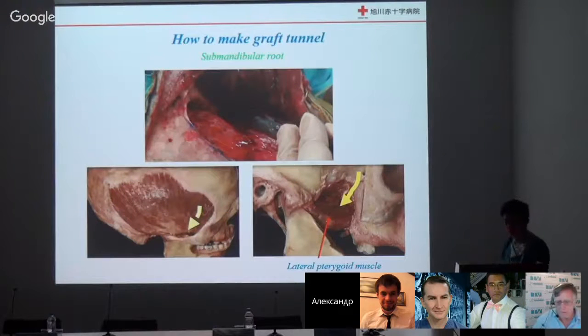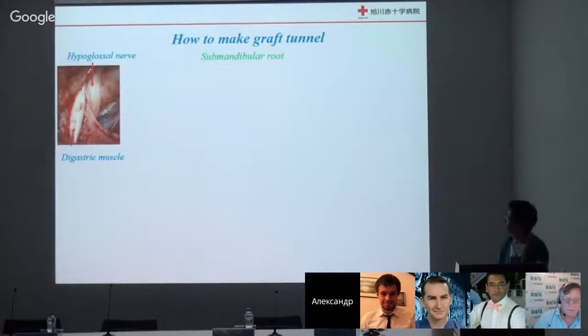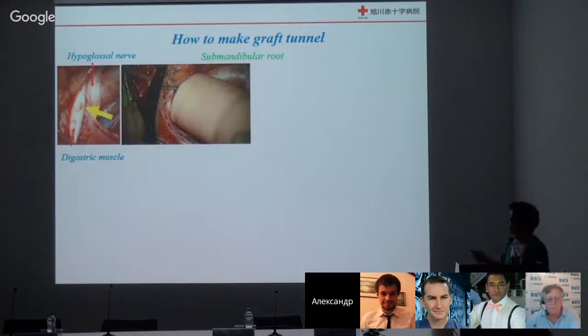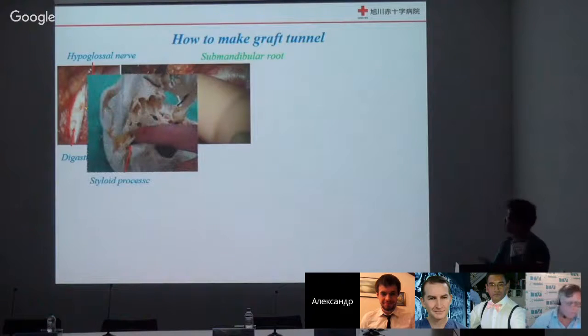That was from the cranial side. Now from the cervical side. The entrance of the graft is between the digastric muscle and the hypoglossal nerve. This is the graft entrance. From the cervical side, using a digit finger, insert the finger and make a blunt dissection, not sharp dissection.